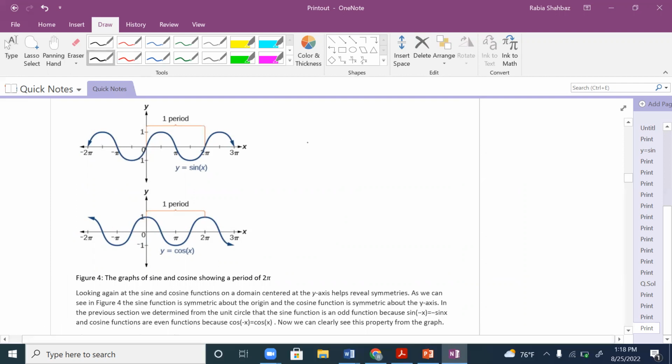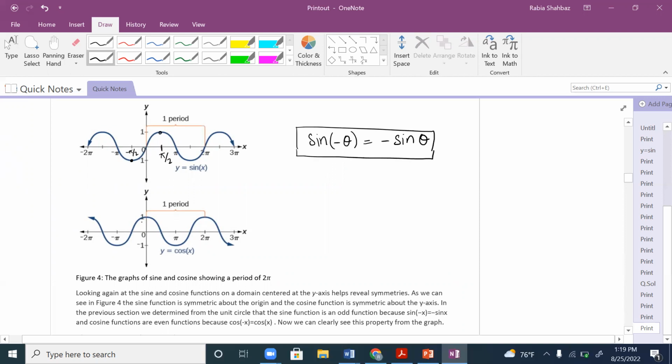Another way to represent odd functions is that the sine of the negative angle is negative times the sine of the angle. What this means is, for example, sine of pi over 2 is 1, then sine of negative pi over 2 is -1. Okay, so this is a representation of sine being an odd function.